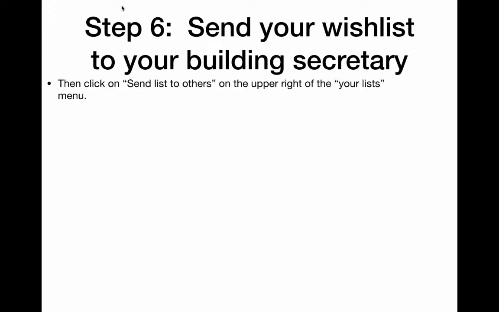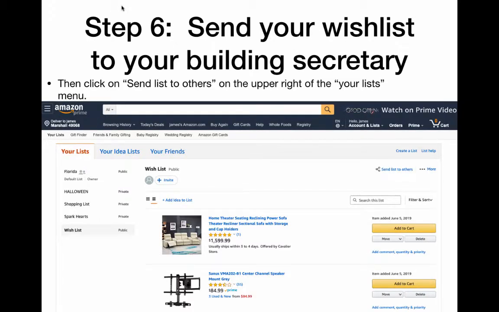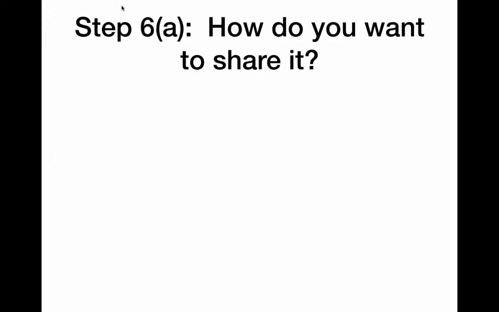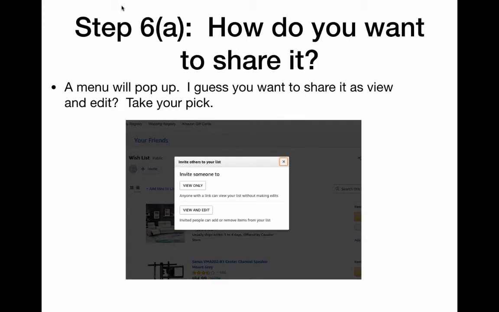Then click on the Send List to Others in the upper right of your list. So it's this item right up here. It's kind of hidden up there in the upper right of the Lists menu. When you do that, it's going to give you a pop-up menu. I guess I would share it as view and edit, just because then on the other end, when it goes to your building secretary, the building secretary would be able to adjust things or not order an item that they already know we have in stock, or I don't know. I don't know, pick whatever option you want. You're a full-grown adult, you can figure it out. But you're going to either pick view only or view and edit. I'll pick the view and edit one.